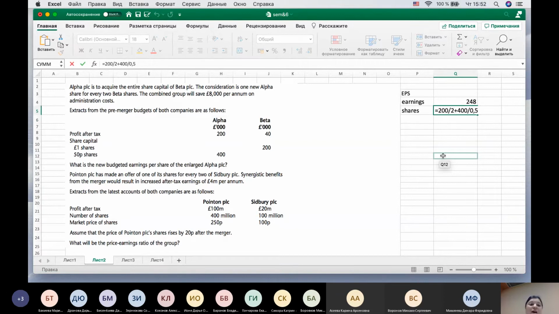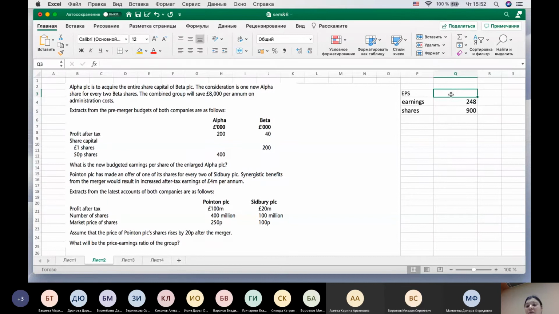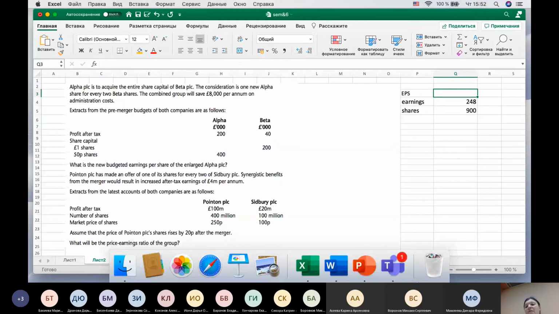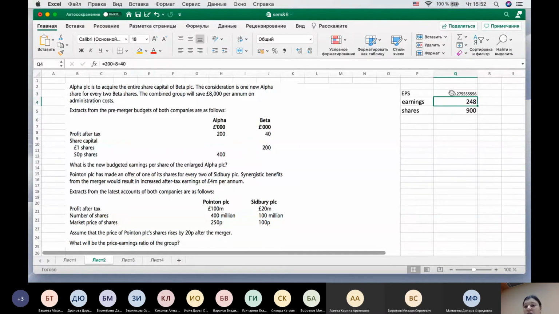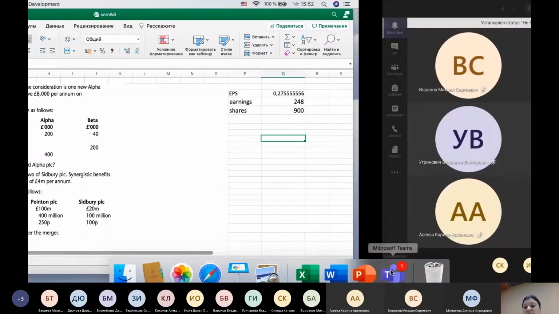And so the amount of shares in this context equals 900,000 shares: 100 after the deal and 800 before the deal. And now we can find our EPS, our earnings per share. It will be our earnings divided by the amount of our shares. 0.27. Good.